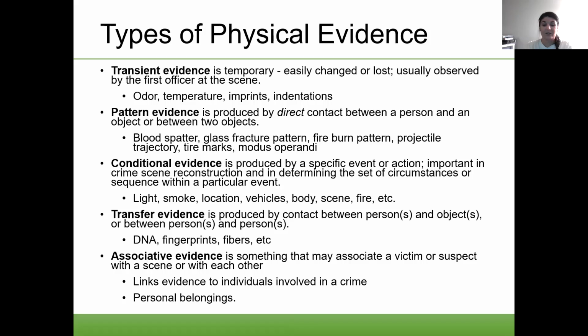Associative evidence is something that helps you associate a victim or suspect with the scene or other individuals. So it can link evidence to individuals involved in a crime. It links evidence between the suspect and a crime scene to prove that the suspect was at the crime scene, or between personal belongings.